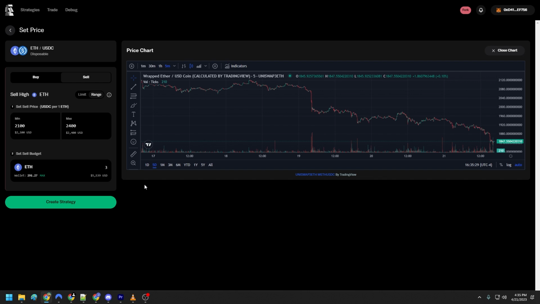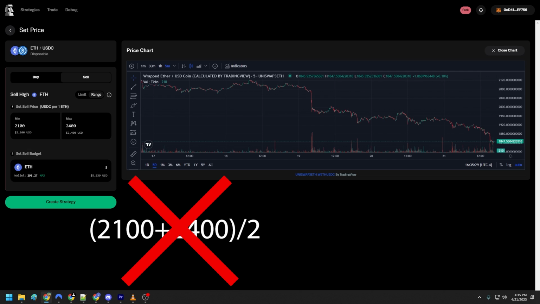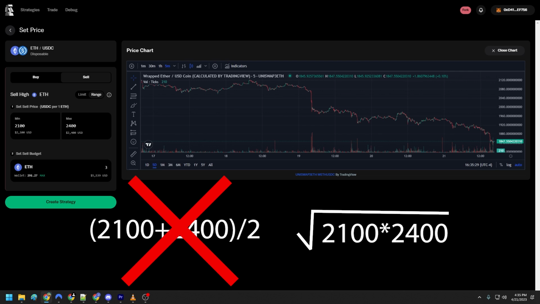Fun fact, if your range buy or range sell is fully filled, the average price you bought or sold for is not the average of the two numbers, or rather, it's not the arithmetic average. It's the geometric average. Instead of adding them together and dividing by 2, you multiply them together and take the square root. Alright, no more math, it makes me bored.